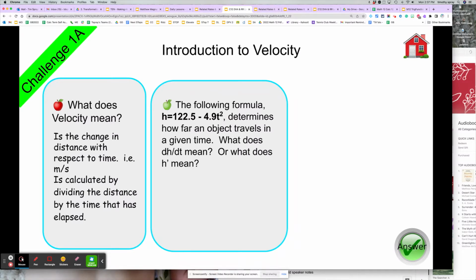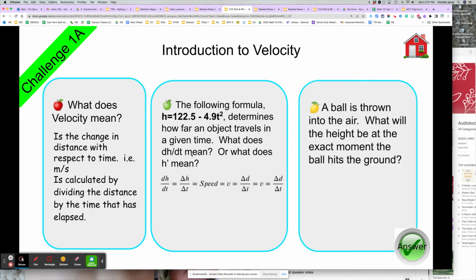What does dh dt mean, or what does h prime mean in this context? Okay, so the h here is referring to a height of some kind, and the t refers to time. So this is really, if we found dh dt, or the derivative of this thing, we'd be trying to determine how is the height changing as time changes, which is essentially speed or velocity.